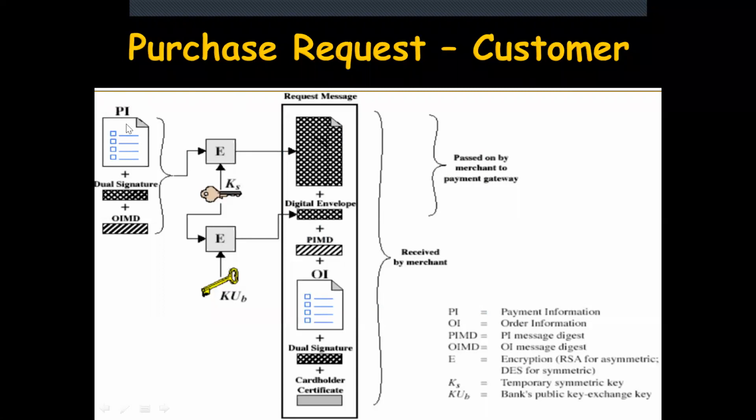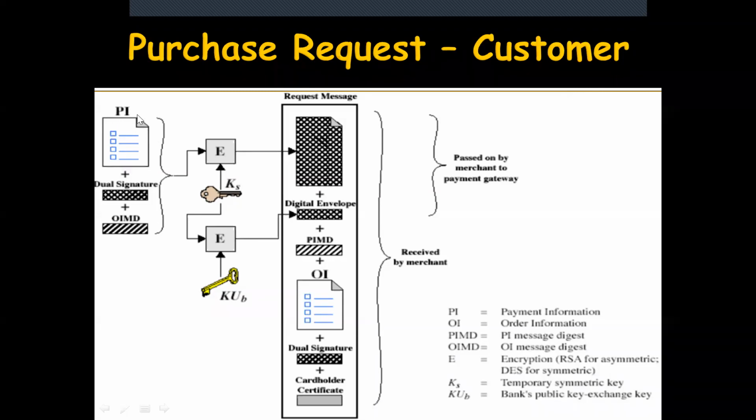Here this is the payment information, which we call the PI. In the last slide we saw how to create a dual signature, so this is the dual signature. This is OIMD, the order information message digest. Here, the payment information is the only text that is not encrypted and not hashed, it is plain. The dual signature is there, and the order information is again a hash code.